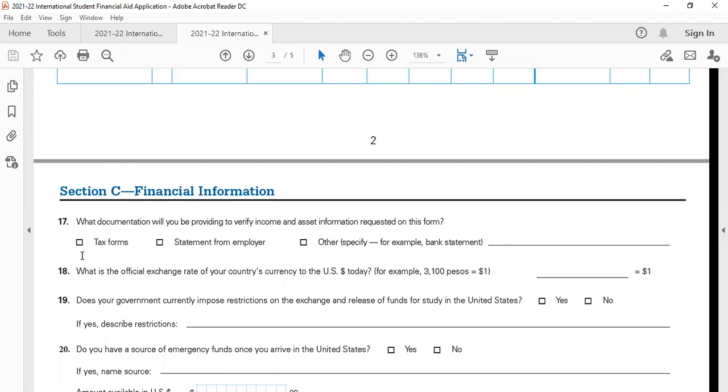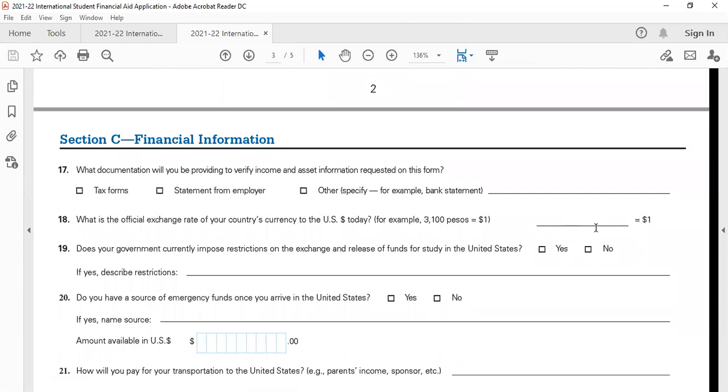Question number 18 is a pretty straightforward question which asks you what the exchange rate is. When I'm making this video, the exchange rate is 74 rupees to $1. So that's what you can mention here.